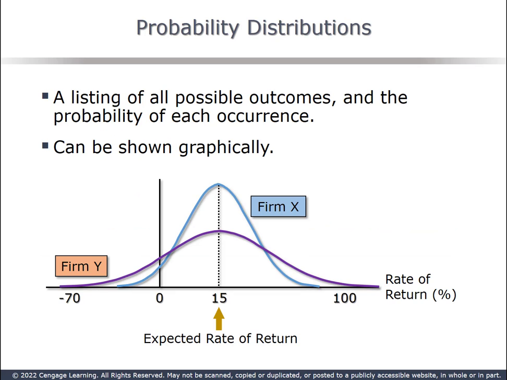Think back to your basic statistics class in the Algebra and Statistics Review lesson, probability distributions. A probability distribution lists all possible outcomes and the probability of each outcome occurring. The slide graphically displays two probability distributions, one for firm X, one for firm Y. Firm Y is riskier than X. There's a higher probability of a lower than expected return. The graph also visually demonstrates that the wider the distribution, the riskier the asset.